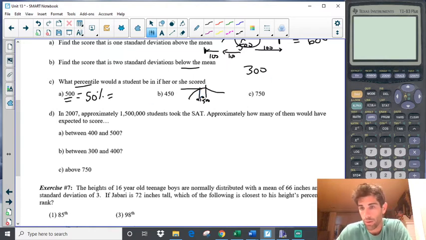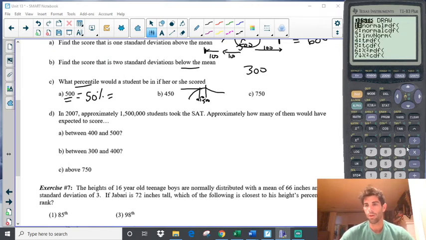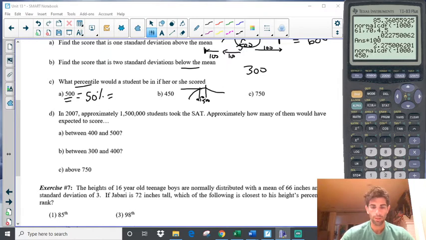So when I go over here, I'm going to go into my calculator. I'm going to do second vars number 2. So that means what percentile would a student be if they scored? So where did they lie? So I would do, let's see, if I said the lowest was negative 1,000, your highest was what she got, the mean was 500, and your standard deviation was 100.